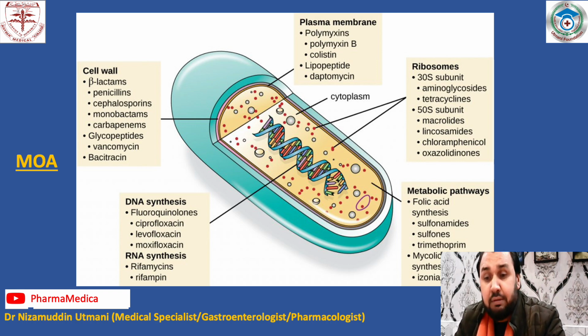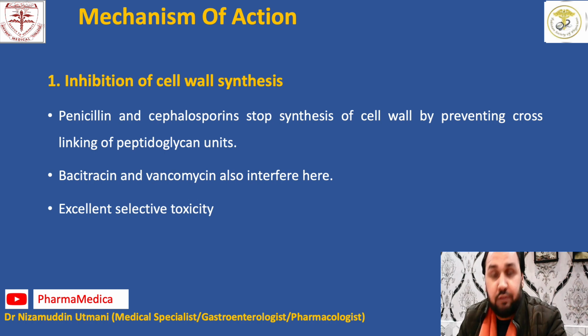So the cell wall inhibitors are all the beta-lactam antibiotics. Then coming to the plasma membrane inhibitors, we have polymyxin, colistin, the lipopeptides, and many others. Then it comes to the ribosome, which is the site of protein synthesis. It has two subunits, the 30S and the 50S. Some drugs work on the 30S subunit, some work on the 50S subunit. You can easily memorize these drugs, and you can easily download this lecture from the internet.